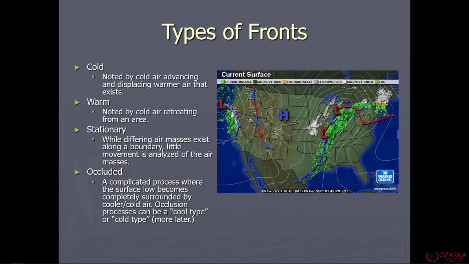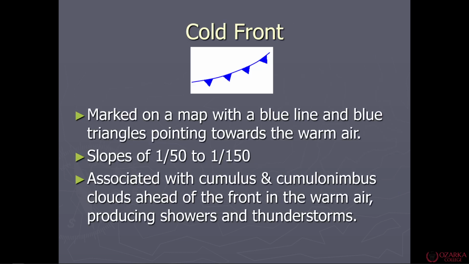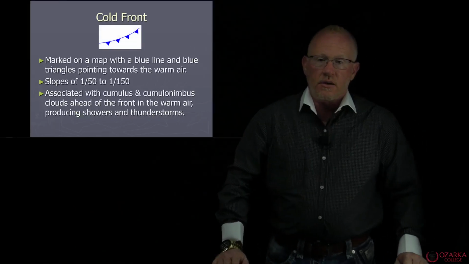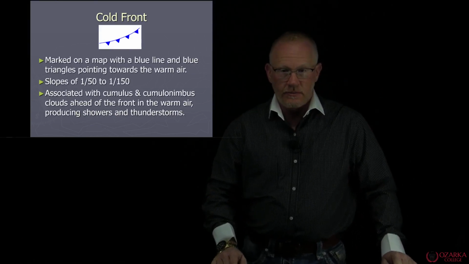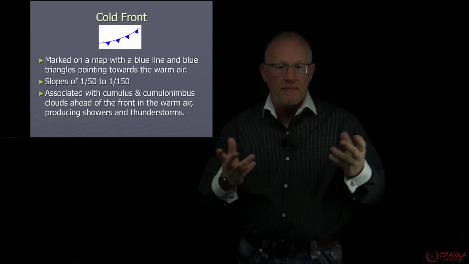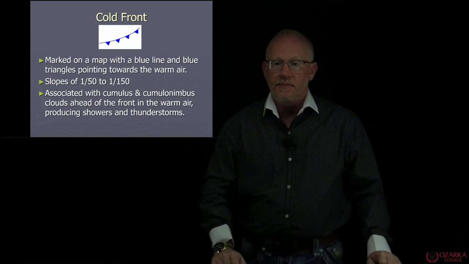An occluded front is a complicated process where the surface lobe becomes completely surrounded by cooler cold air. Occlusion processes can be of a cool type or a cold type. We'll talk about that more in just a bit, okay? So let's look at a cold front. Now, a cold front is marked on the map by a solid blue line with blue icicles or triangles hanging off of it. They remind me of icicles, okay?